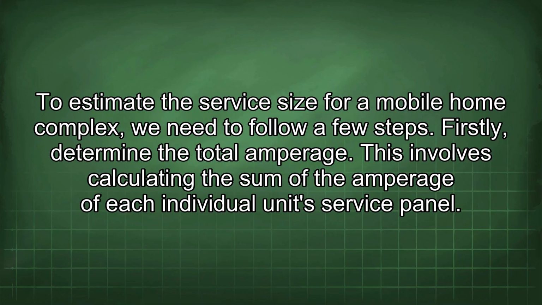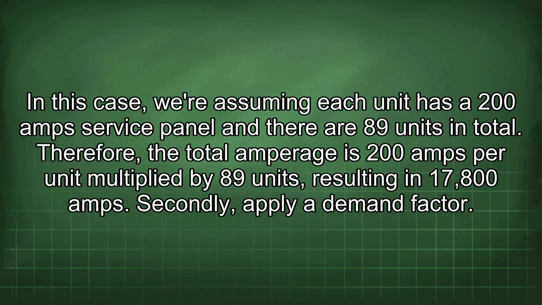To estimate the service size for a mobile home complex, we need to follow a few steps. Firstly, determine the total amperage. This involves calculating the sum of the amperage of each individual unit service panel. In this case, we're assuming each unit has a 200 amp service panel and there are 89 units in total. Therefore, the total amperage is 200 amps per unit multiplied by 89 units, resulting in 17,800 amps.